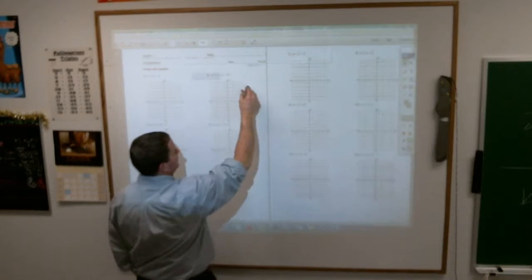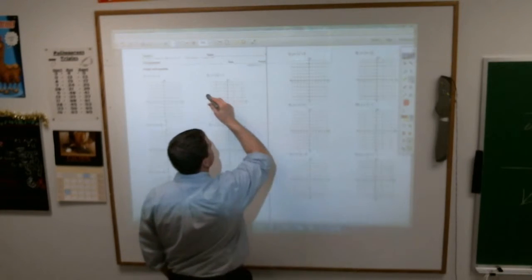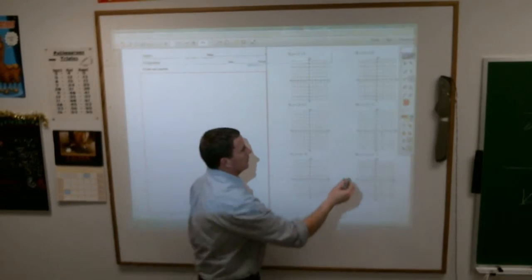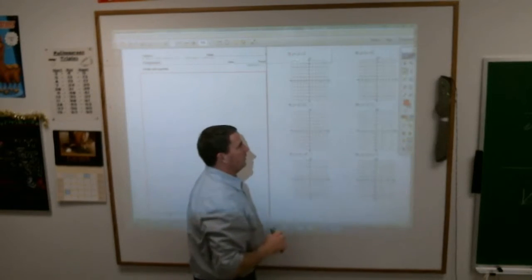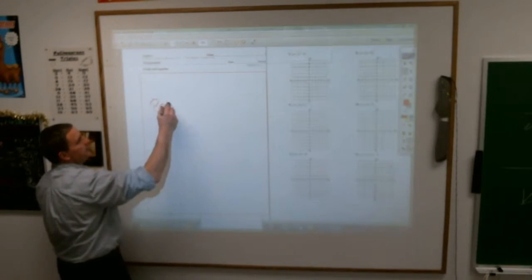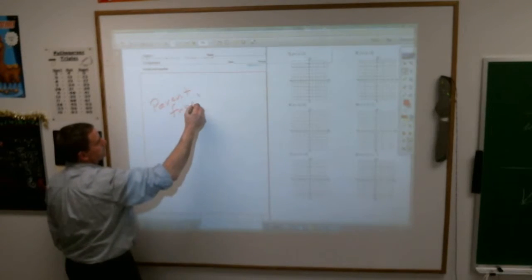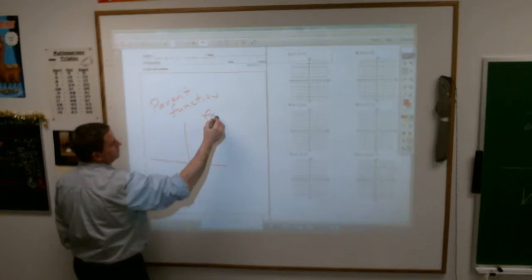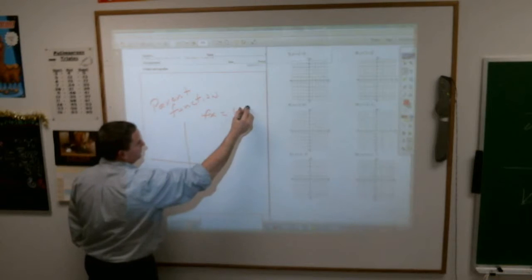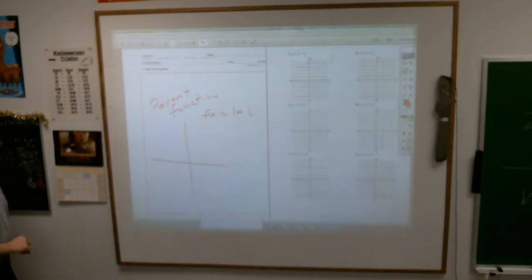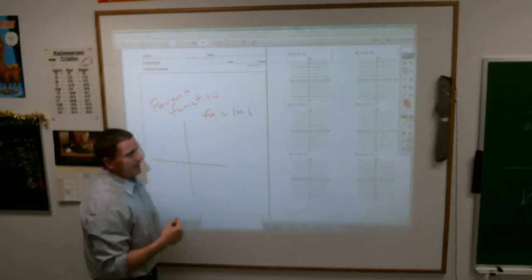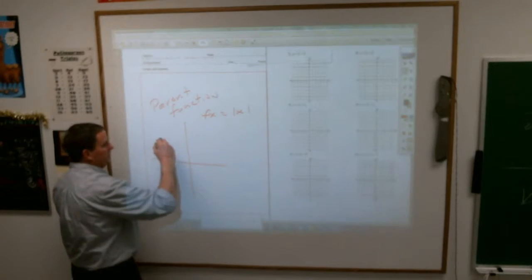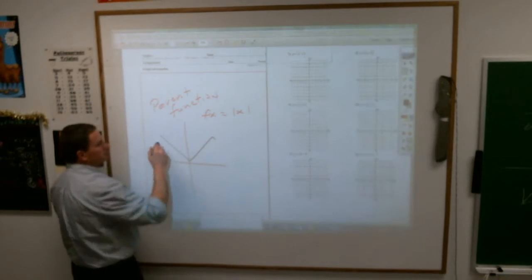Let's just look at problem number 9 over here. We talked the other day about the parent function. When you have the absolute value, if f of x equals the absolute value of x, the graph of that, the parent function, what the absolute value of a number looks like, is this shape right here. Okay?